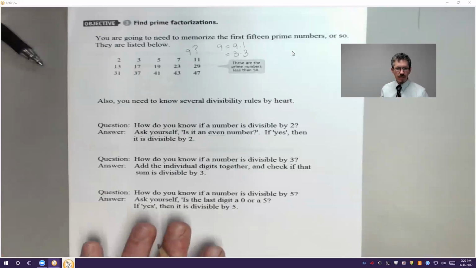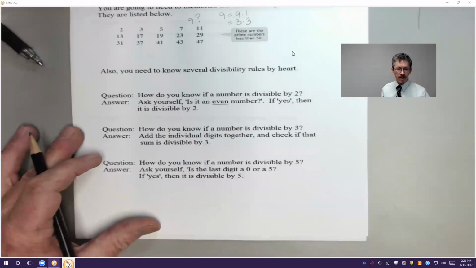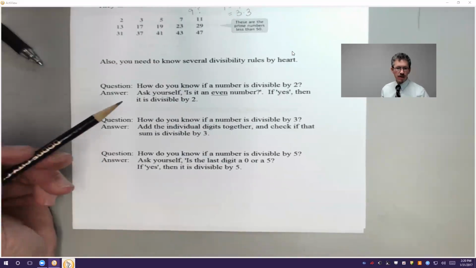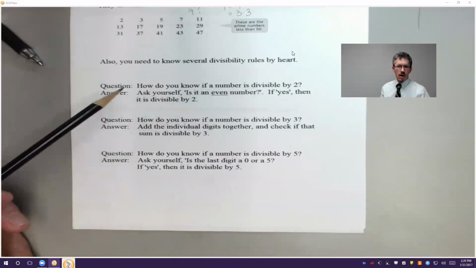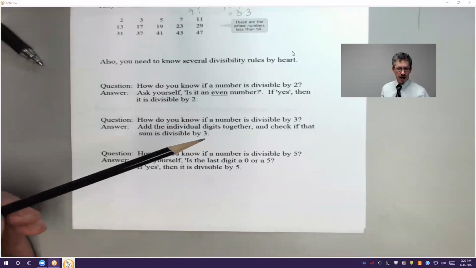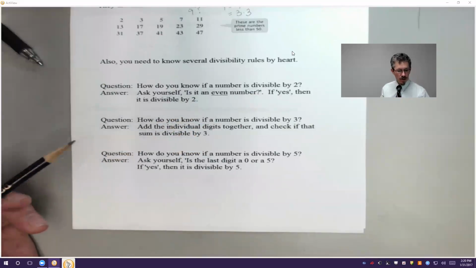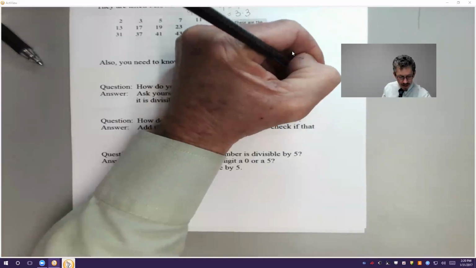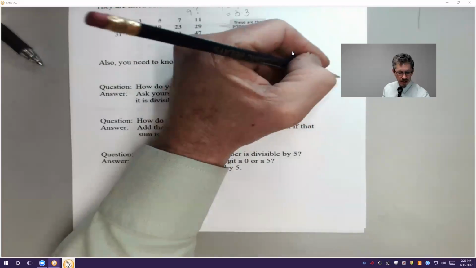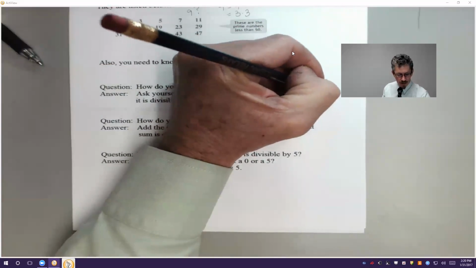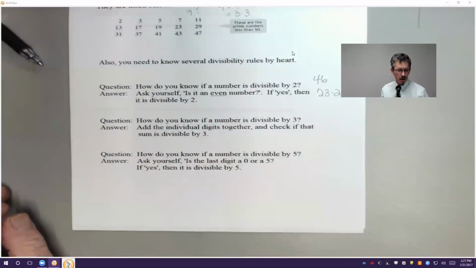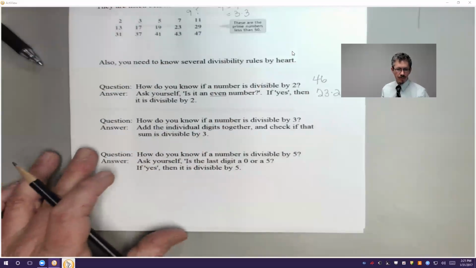Okay. Several more things you'll need to know. Divisibility rules. First one, the divisibility rule for 2. What you do is ask yourself, is it an even number? If your answer is yes, then it's divisible by 2. For example, 46, an even number, we could divide by 2, and we would get 23 times 2. So 46 is divisible by 2.